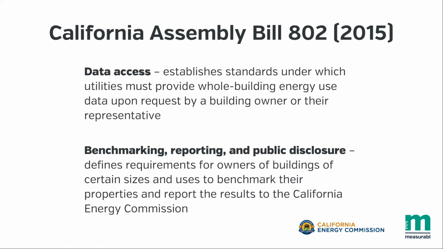And then the bill directed the California Energy Commission to create a program for benchmarking, reporting, and publicly disclosing energy use in large buildings. The first part, the data access part, is voluntary on the part of a building owner. You can request your data if you want to. If you do request it, the utility needs to provide it. The second part, the benchmarking program, is mandatory if you own certain large buildings. But of course, the benchmarking portion relies heavily on the data access portion. You've got to have the energy use data in order to be able to benchmark. Next slide, please.